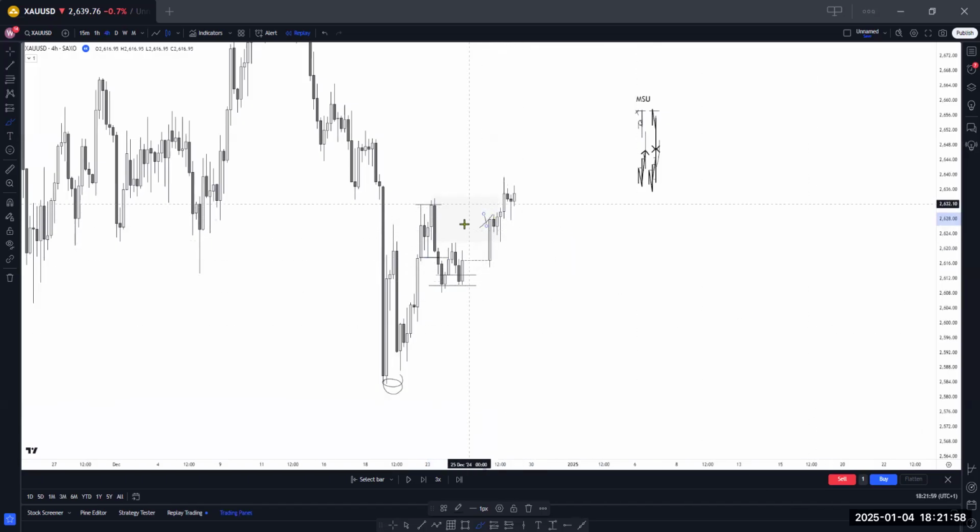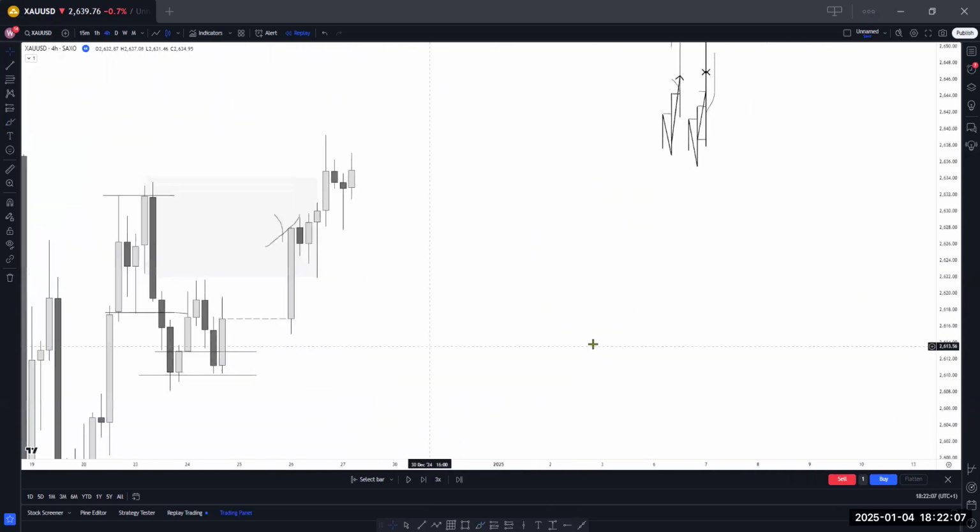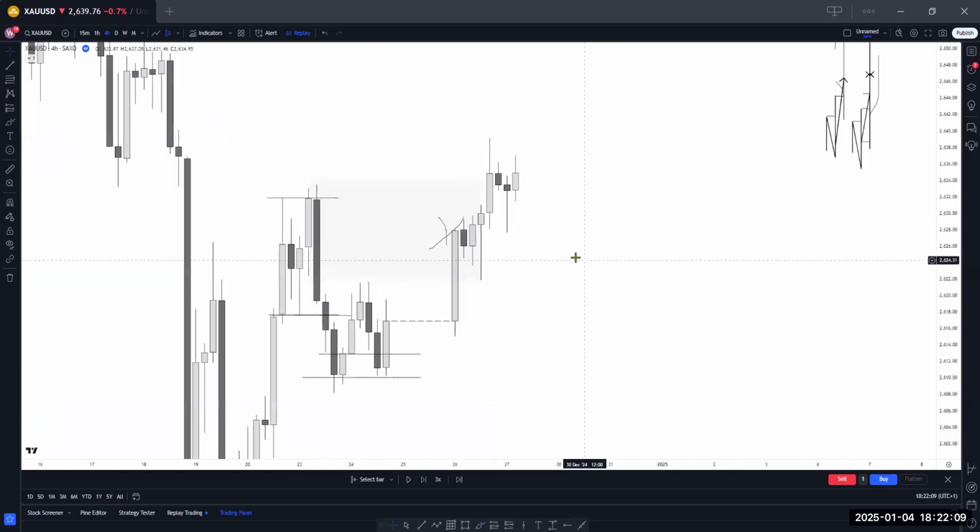Price enters the zone, no rejection. You're not seeing any sort of rejection. In fact, there was no wick, zero wick, right? So it's zero wick on that rejection. Okay, no wick. And finally, let's see H1.